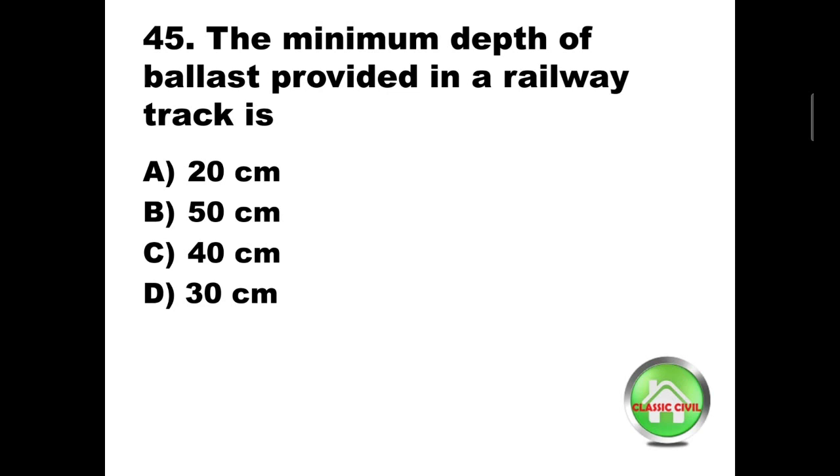Question number 45. The minimum depth of ballast provided in a railway track is option A, 20 cm. Option B, 50 cm. Option C, 40 cm. Option D, 30 cm. The minimum depth of ballast provided in a railway track is, answer is option A, 20 cm.